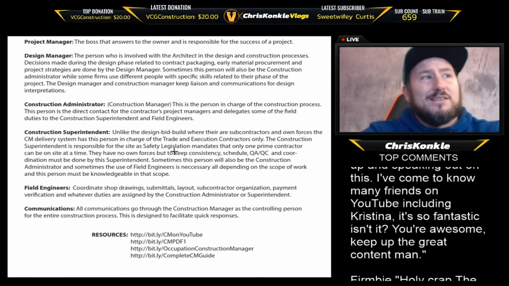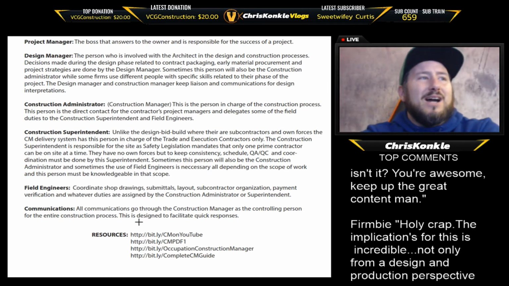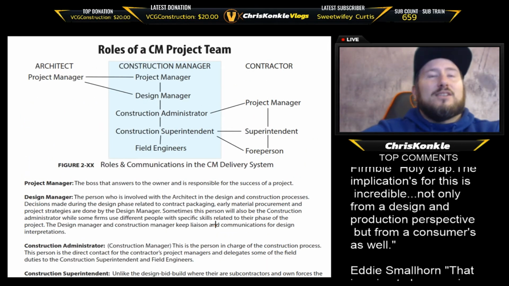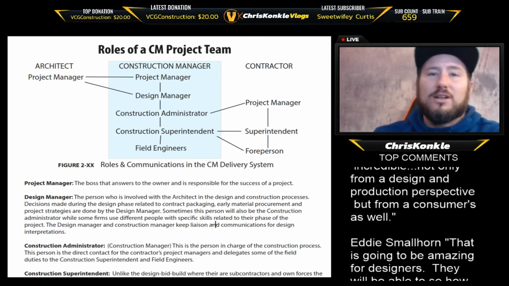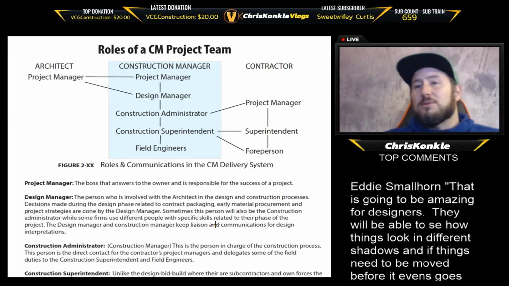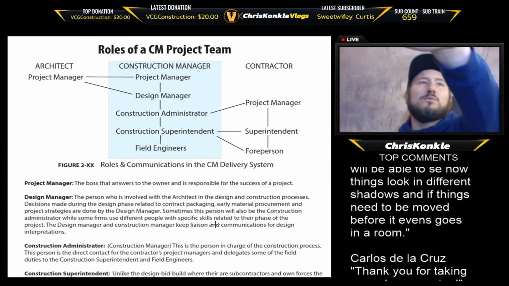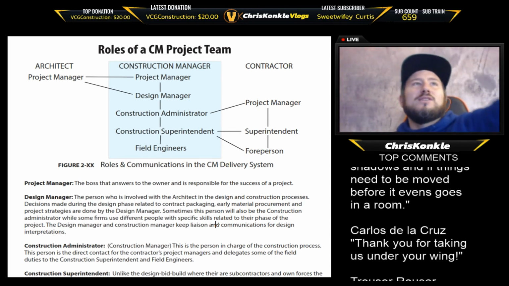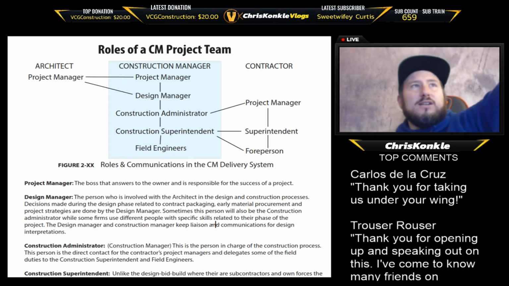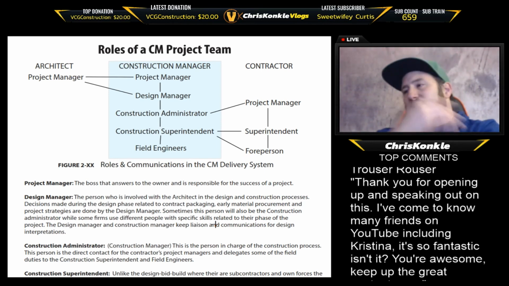So assistant site superintendents. All communications go through the construction manager as the controlling person for the entire construction process. This is designed to facilitate quick responses. So construction management is definitely the way to go when you need to tighten up schedule and budget, and the turnover on communications is a lot quicker because there's not all those channels you have to go through, right? So the superintendents will go to the superintendent, who can go right to the design manager, over to the architect, right? It's a very well organized system, and like I said before, is one of my favorites.